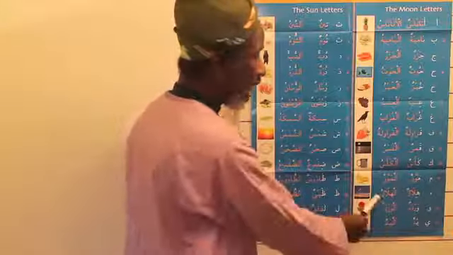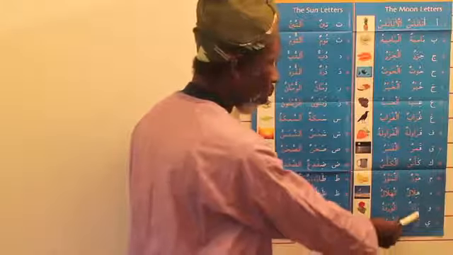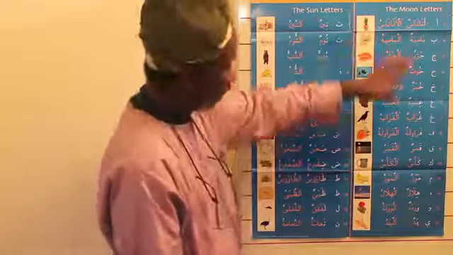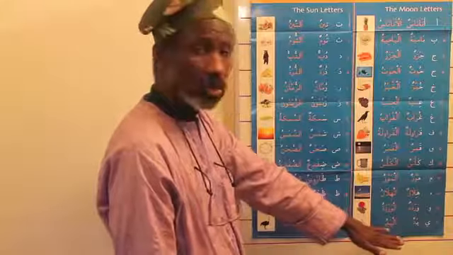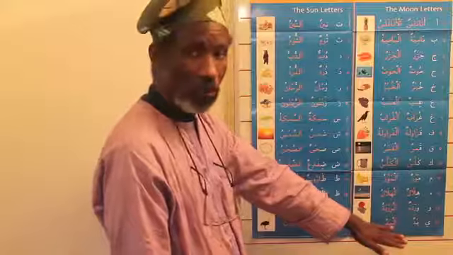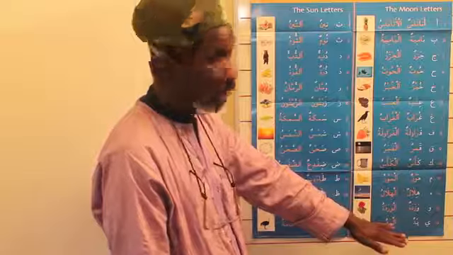الكأس. موز، الموز. هلال، الهلال. وردة، الوردة. يد، اليد. All these words are the same words you find on page 64 and 65. That's for the moon letters.